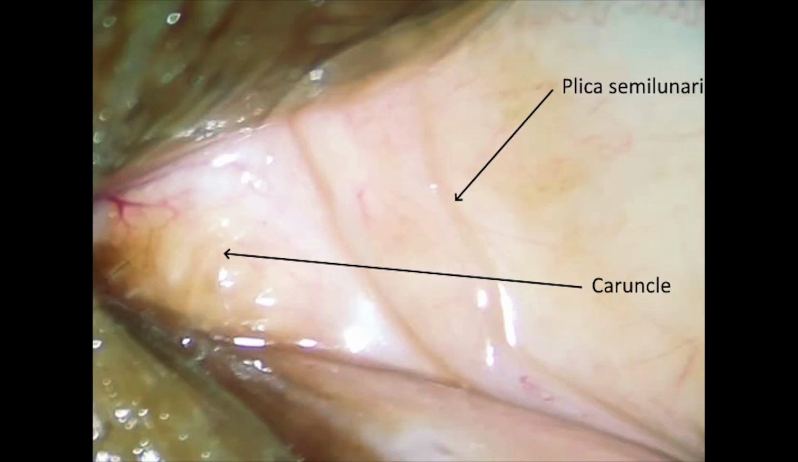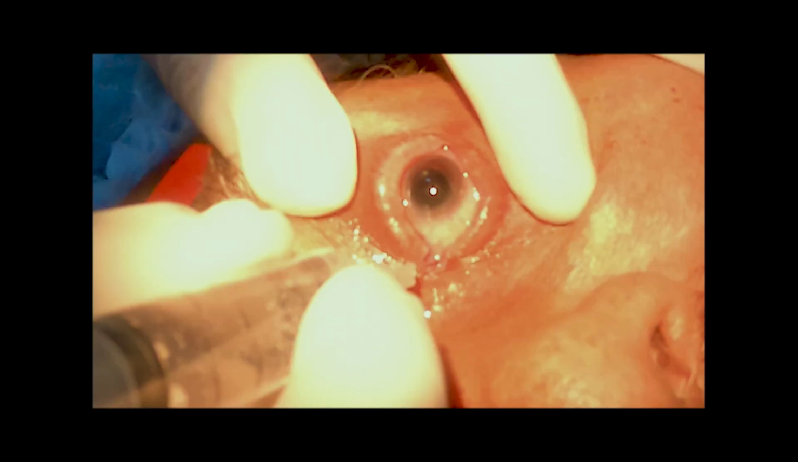The caruncle, from the Latin word caro, means flesh, and it is an ovoid fleshy body about 5 mm in height and 3 mm in breadth, situated in the lacus lacrimalis, and harbors skin elements such as hair follicles, sebaceous glands, sweat glands, and accessory lacrimal tissue. It is bound by the plica semilunaris temporally and by the medial canthal tendon nasally. The few fine hairs on the caruncle are believed to filter debris from the lacrimal fluid passing to the lacrimal canaliculi. The injection technique is easy.